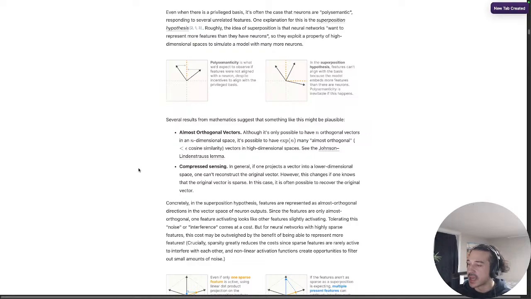Compressed sensing. In general, if one projects a vector into a lower dimensional space, one can't reconstruct the original vector. However, this changes if one knows that the original vector is sparse. In this case, it is often possible to recover the original vector.